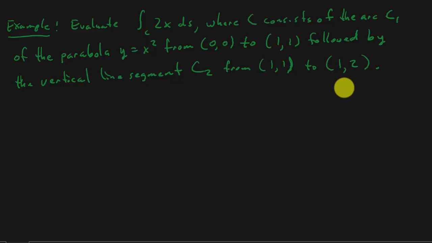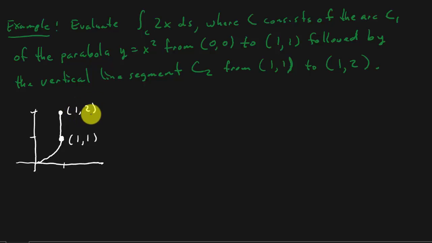So let's just make a little sketch of this, kind of see what we have here. We've got the parabola here from (0, 0) to (1, 1). And then we have a straight line going from (1, 1) to (1, 2). So this would be (1, 1), and this would be (1, 2). And this would be our C1, and that would be our C2.